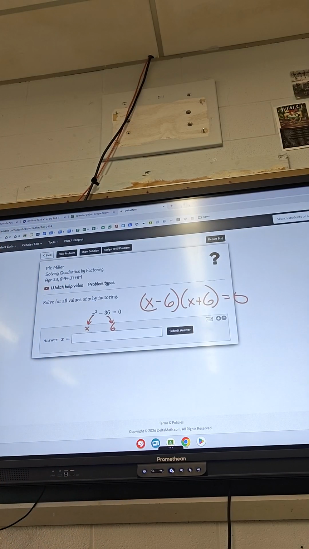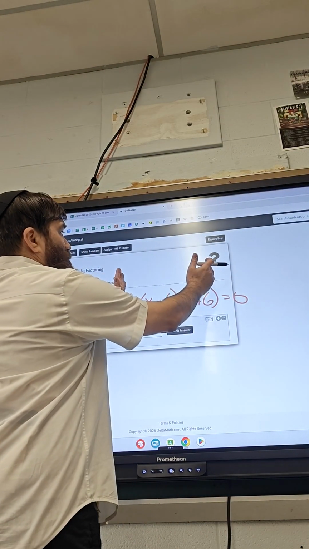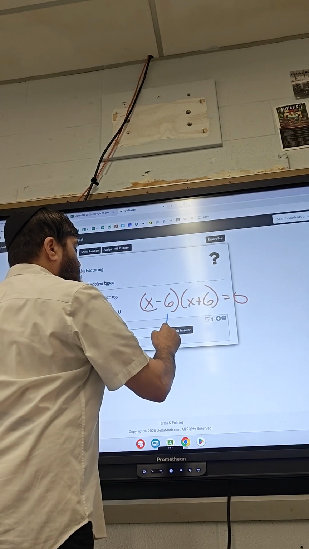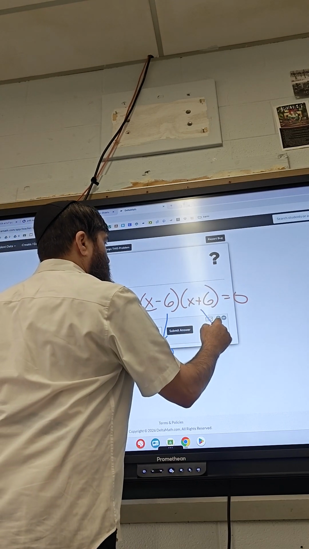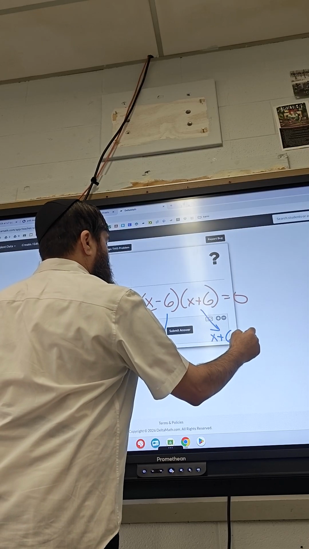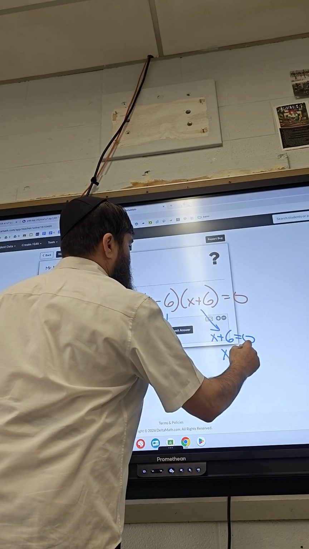Now, the difference here when we're solving is that you then have to come up with an answer. Like when you factored it, if there's no 0 equals 0, it would just be this as your answer. But now we have to solve it. So basically what you're doing is setting each of these equal to 0, and you're going to get two answers here. So this is x equals 6, and this is x equals negative 6.